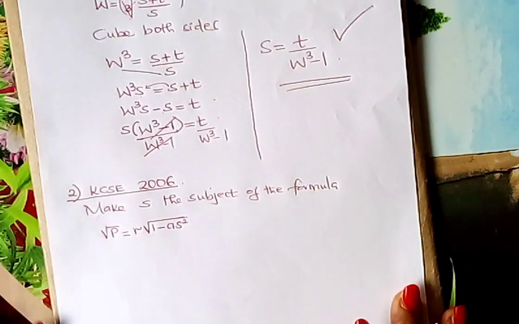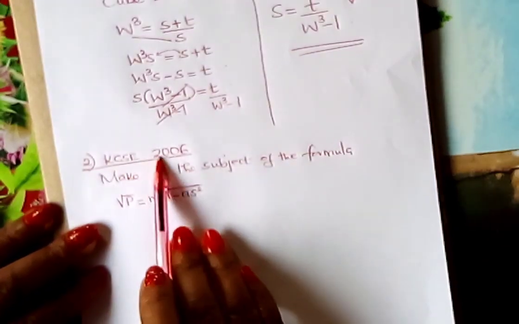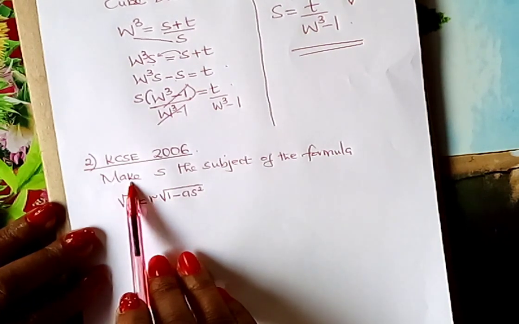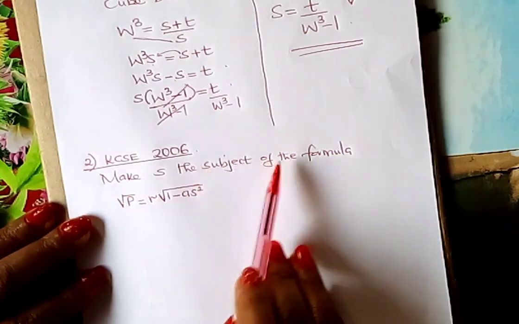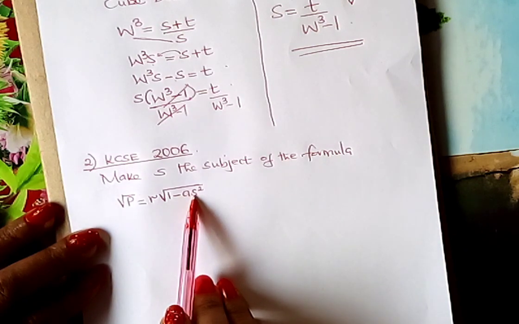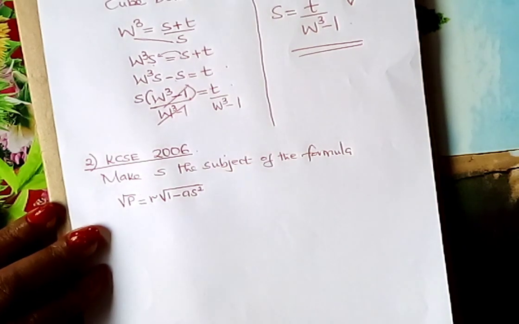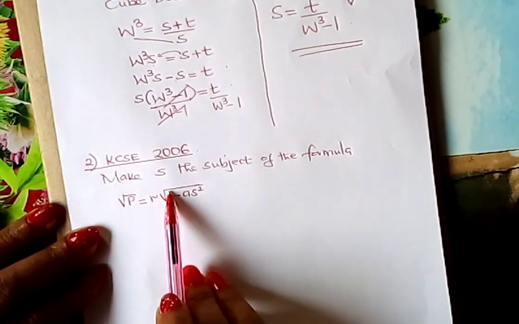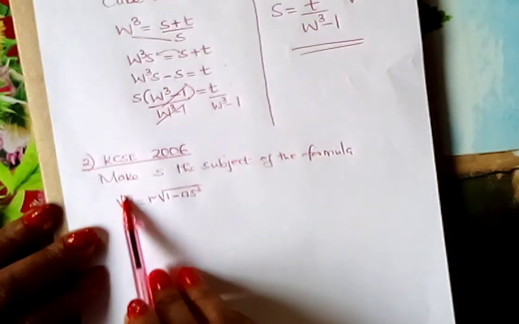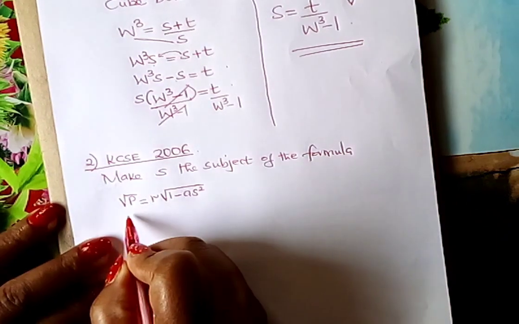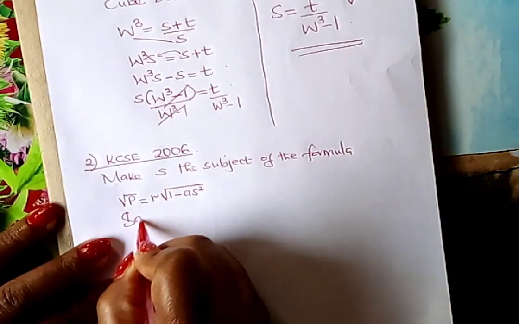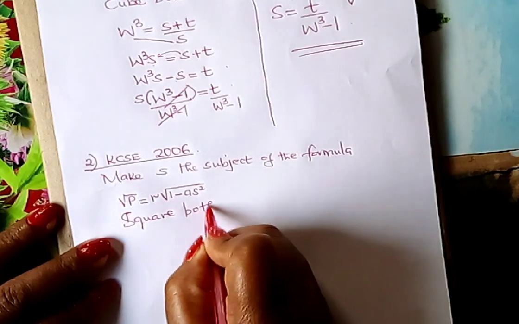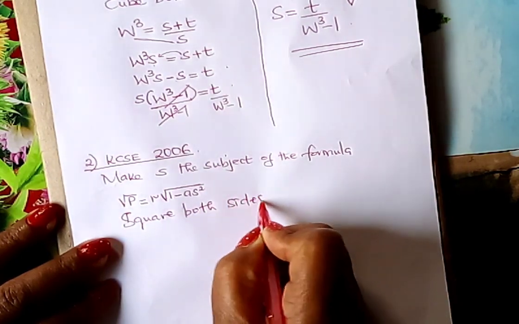Okay? We go to another one here, learner, which was tested in year 2006. You're also told to make S the subject of the formula. This S here, make it the subject of the formula. Just like we have done up here, the first thing is to remove these root signs. These are square root signs. How do we remove them? To remove square root sign, you square both sides. That is the first thing that you do.